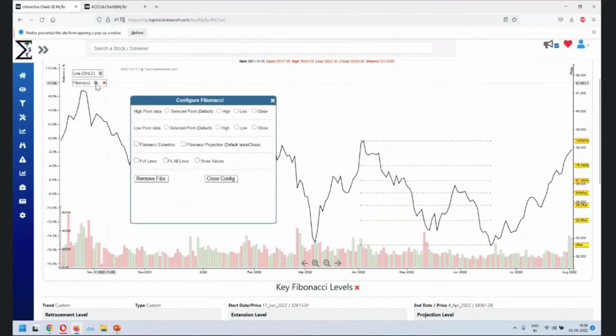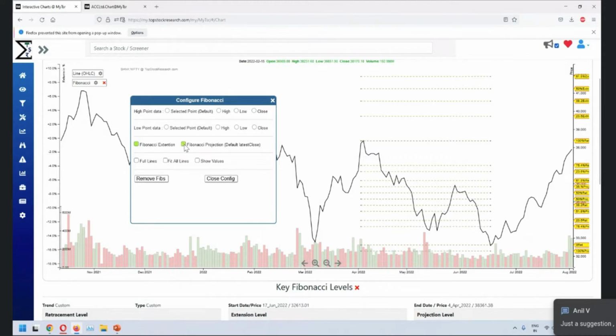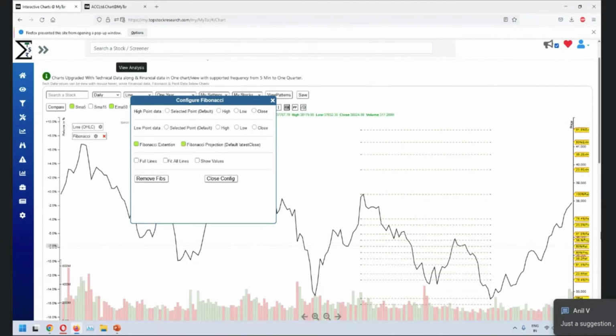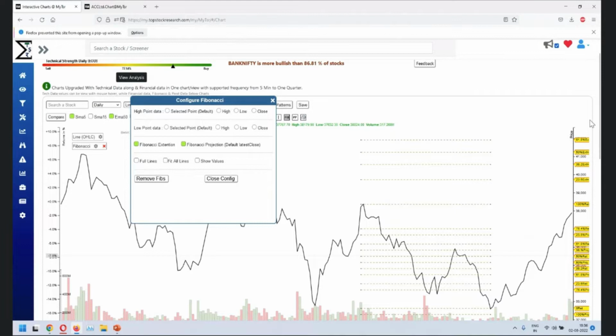One of the things that you can do is basically a full. What we draw is from the points that you have taken to the end. You can go to full lines, the entire lines, or you can say fit all lines. Of course, it's not so important. Here you can get extensions, so all the extensions are here. You can go to projections. The projection comes here. Obviously, the extensions and projections are a lot more.